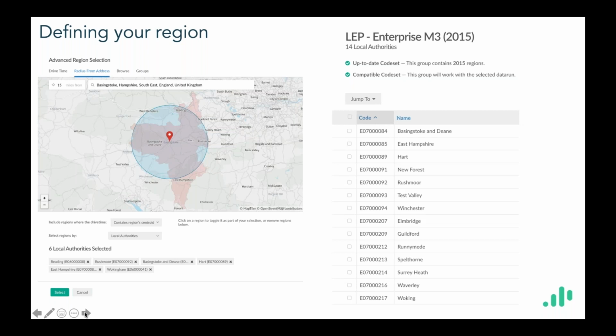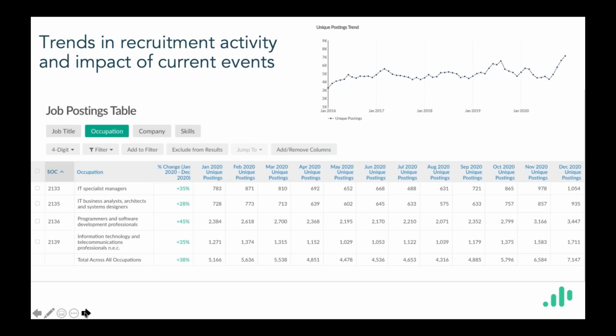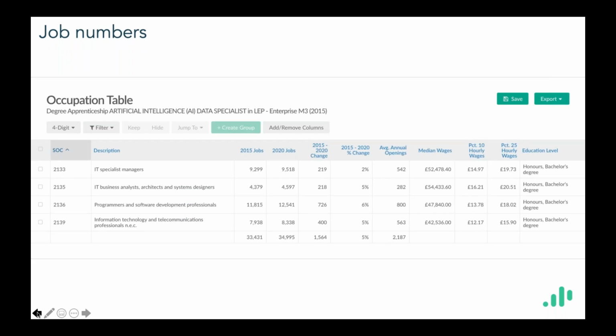So now we've got our SOC codes and we've decided on the question of place. Next, we can start looking at the numbers and that counting. So if you go back a slide, Debbie, just skip, thank you.